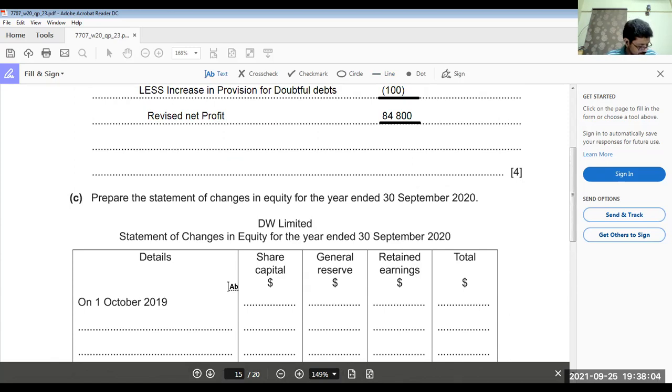Now see, on 1st October 2019, issued share capital was 200,000. Done. General reserve 6,500. Okay. Retained earnings 73,000.